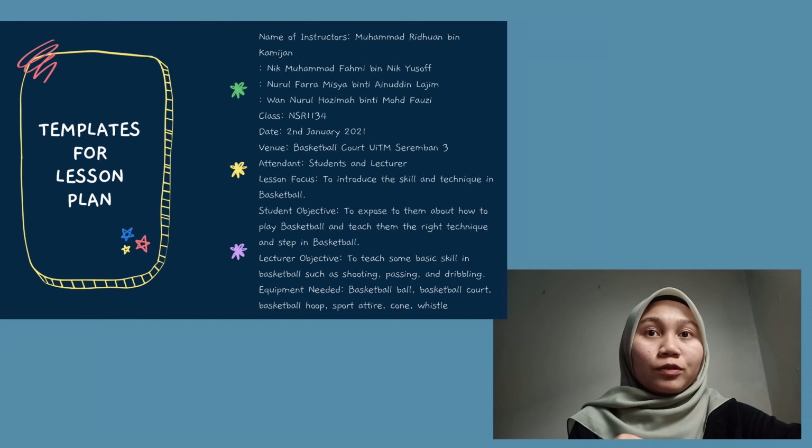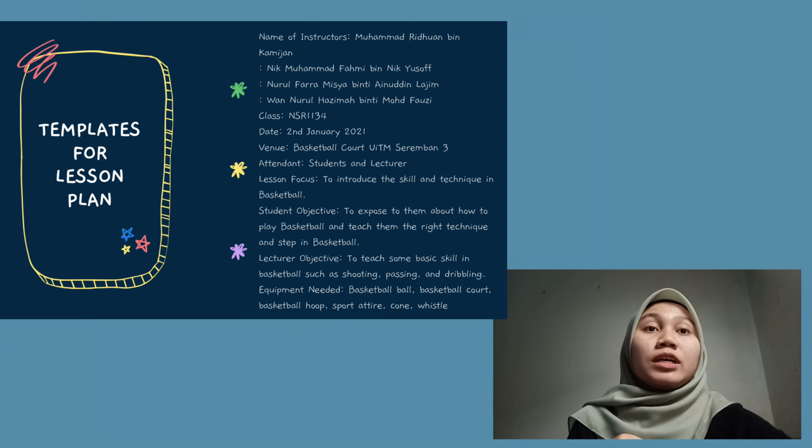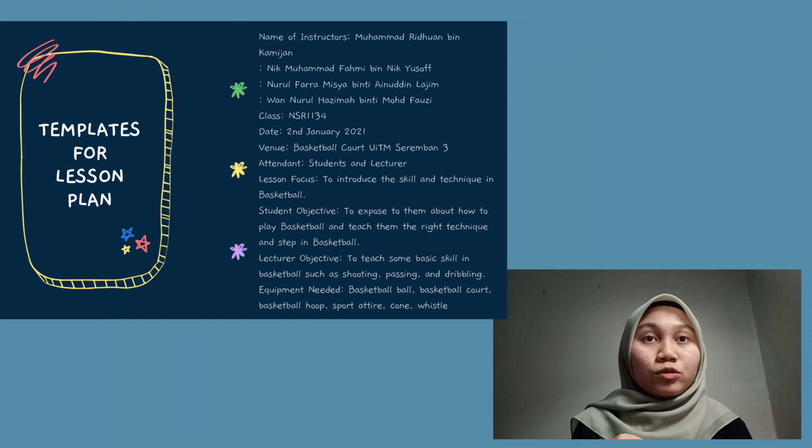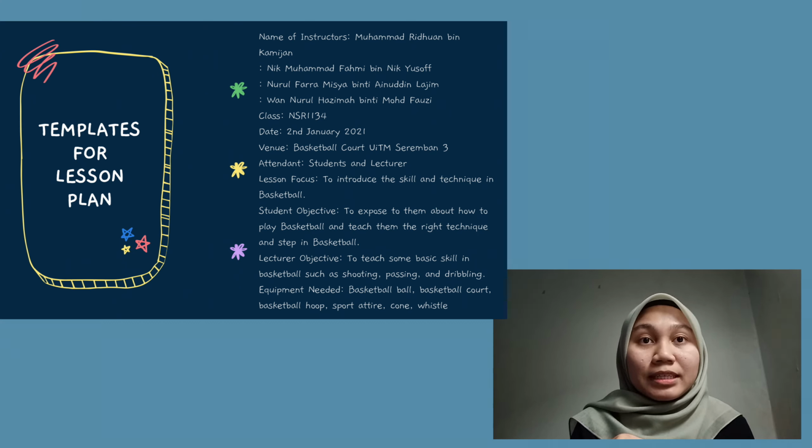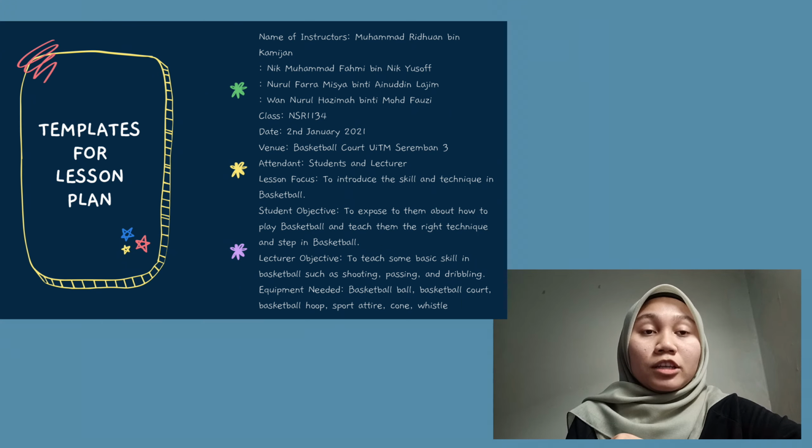The lesson focus of this lesson plan is to introduce the skills and techniques in basketball to the lecturers and the students. The student objective is to expose them to how to play basketball and teach them the right technique and skill in basketball. Next, the lecturer objective is to teach them some of the basic skills in basketball, such as shooting, passing, and dribbling. So they will be exposed to how to play basketball.